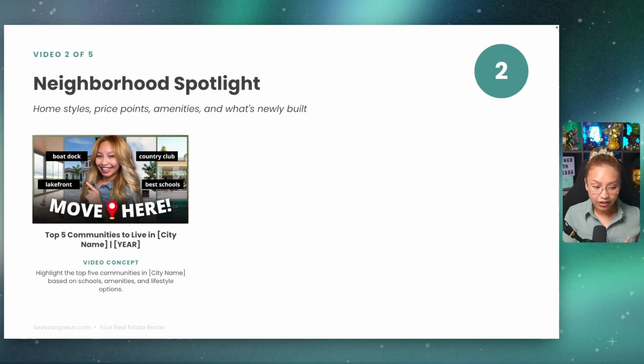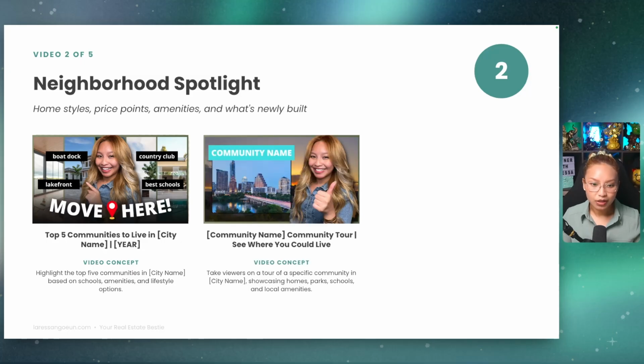So you can show things like, again, the schools, the different amenities, different lifestyle options. So it might be a country club, it might be a lakefront, best schools, boat dock, I don't know. You got to make that video, which is why they need to move there. The second one is going to be just a specific video based on one community. So an interesting thing you could do here is, by doing these 2 concepts, you could have a total of 6 videos because you are going to highlight 5 communities here, but then after that, you can create an individual video for each community. You get what I'm saying? 5, 6 videos all together.